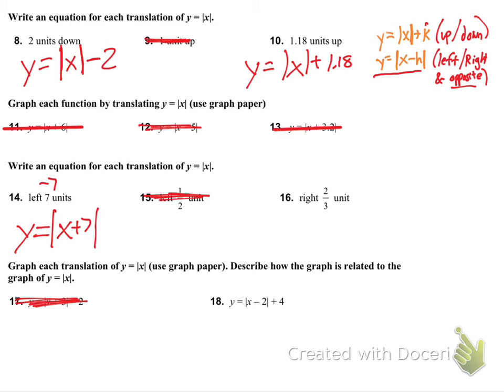Okay? And then right 2/3 unit is a positive 2/3. So if I wanted to write this, and this is going to be inside of the bars, so this is right or left. So I have to use this equation right here. So it's going to be inside the bars. So if it's 2/3, I needed to do a negative 2/3. So it's going to be x minus 2/3. And so after checking my answer key, these two are correct.